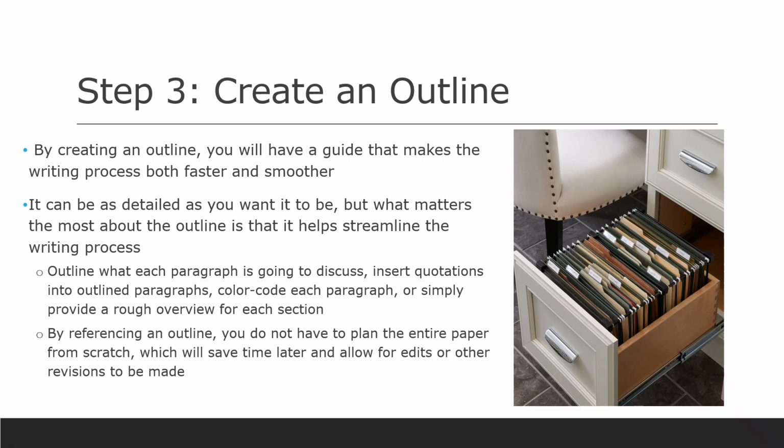Outlines can vary from super detailed to just the main information, but what matters the most is that the outline fits your needs when it comes to the writing process. Some examples of this may include outlining what each paragraph is going to talk about, adding in quotations and citations into the outline so you don't have to search through your sources again, color coding the paragraphs, or even simply providing a rough overview of the points that you want to cover in the paper.